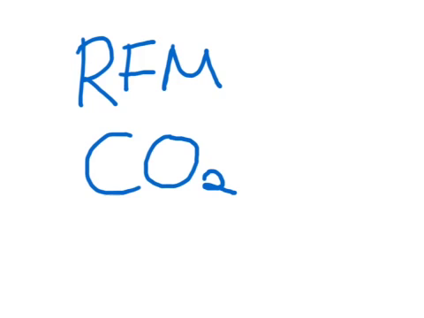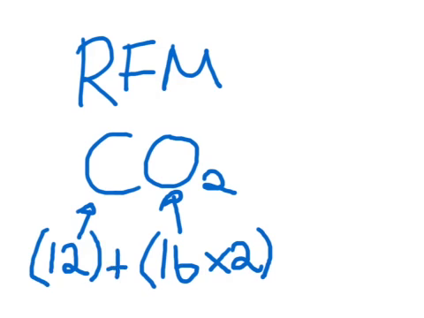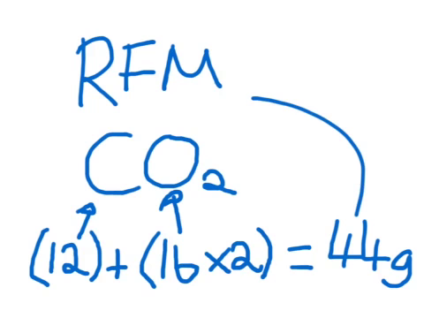So we come on to the relative formula mass now, so something slightly different. So for example, if we take carbon dioxide, carbon has a relative atomic mass of 12, and oxygen has a relative atomic mass of 16. But we've got two of them, so we've got 2 lots of oxygen. So our relative formula mass is those two things added together, and so we do a little bit of maths, we get 12 plus 2 lots of 16, so that's 32 plus 12 is 44 grams. So the relative formula mass of CO2 is 44 grams.